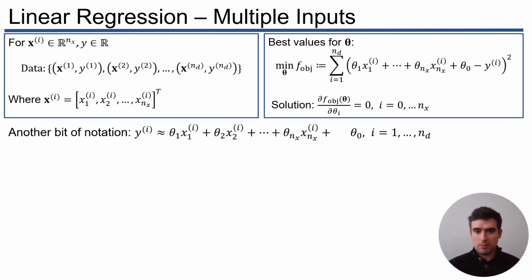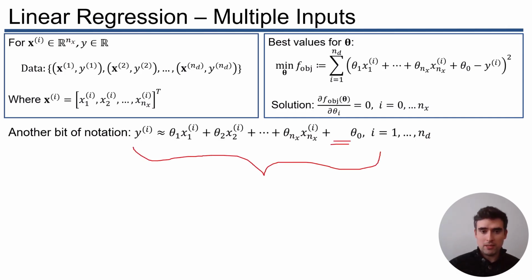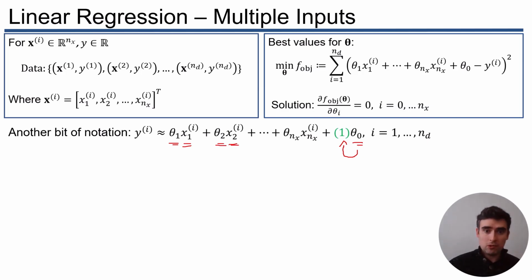Now, I'm going to introduce a bit of notation. So this is the same expression that I had before, but now you see that I left a space here, and what I'm going to do basically is add a 1 over here. What that means is that I am multiplying this theta 0 by a 1. Just as I have theta 1 multiplied by x1, theta 2 multiplied by x2, the only thing that I'm doing here is grabbing a 1 and multiplying that by theta 0, which of course changes nothing about this equation. I just do it so that I can do the following manipulations.